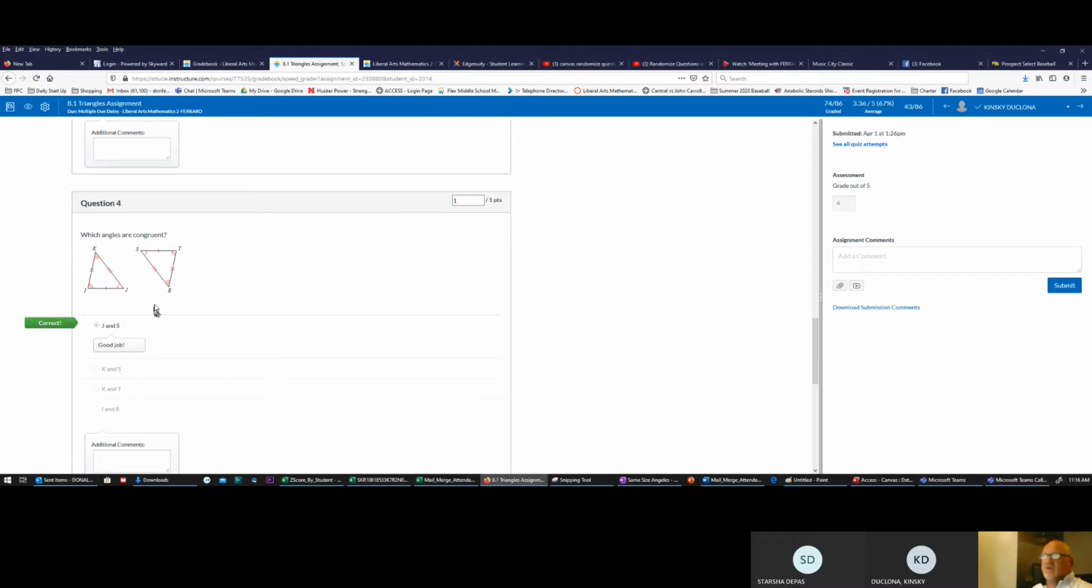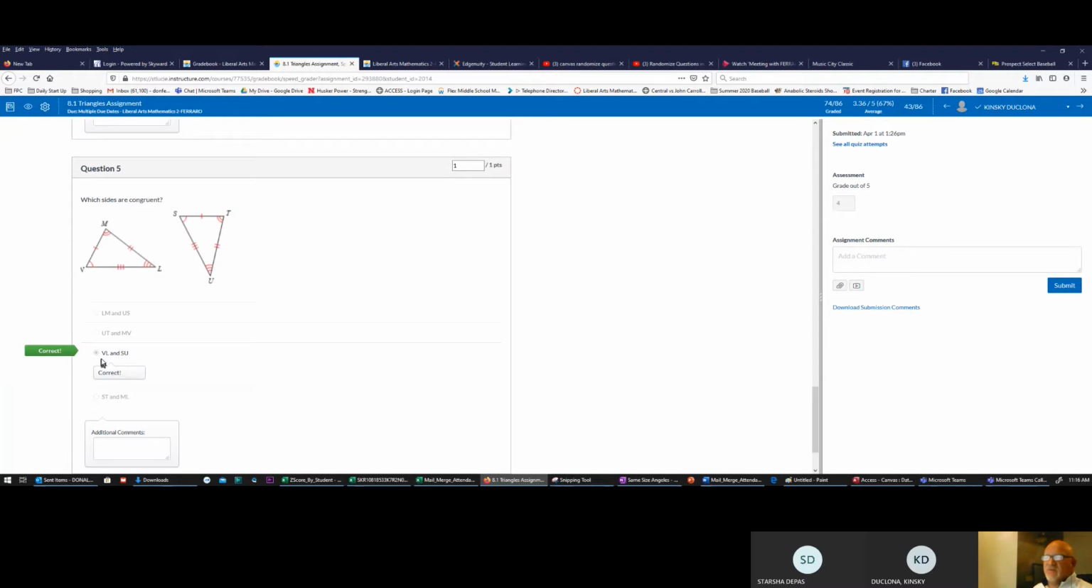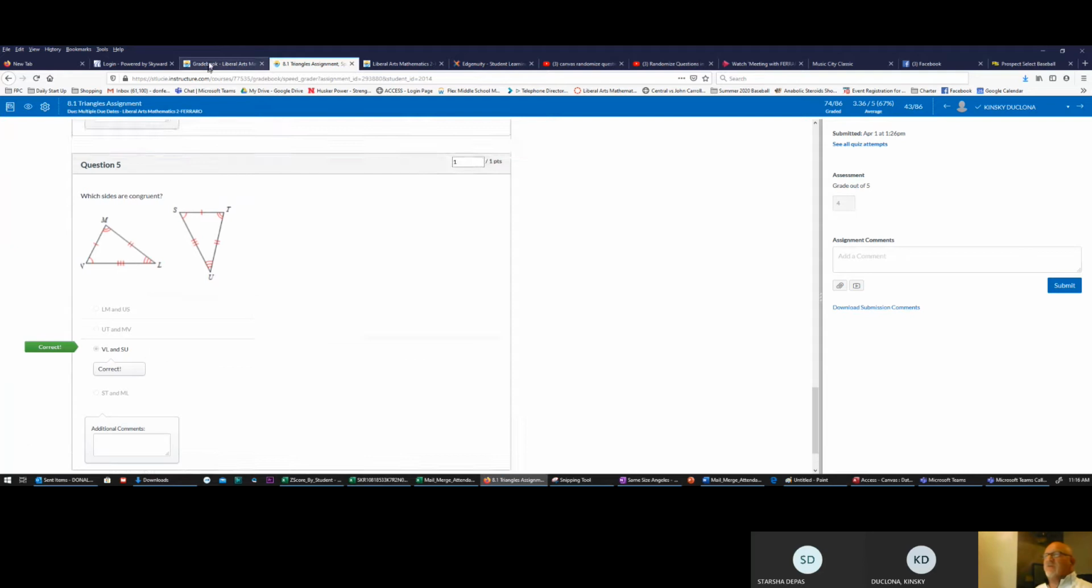Which angles are congruent? You got that? I mean, J and S. Okay. So you knew that J and S, because they had single tick marks, they were equal, right? And then which sides are congruent, right? So you got VL and SU. VL has 3 tick marks and SU has three tick marks. So the tick marks determine the length of it. So we're good there. Okay.